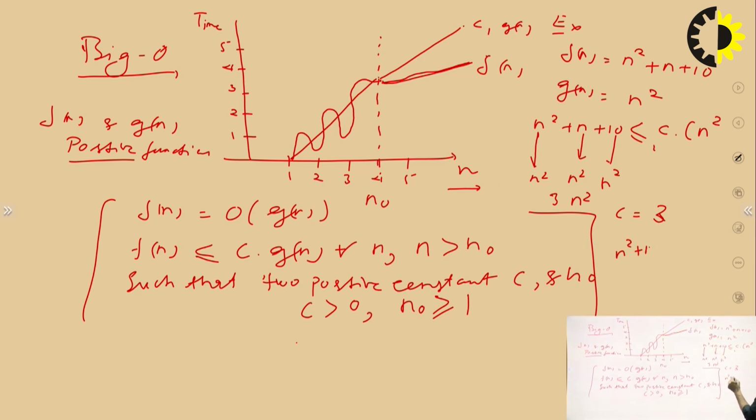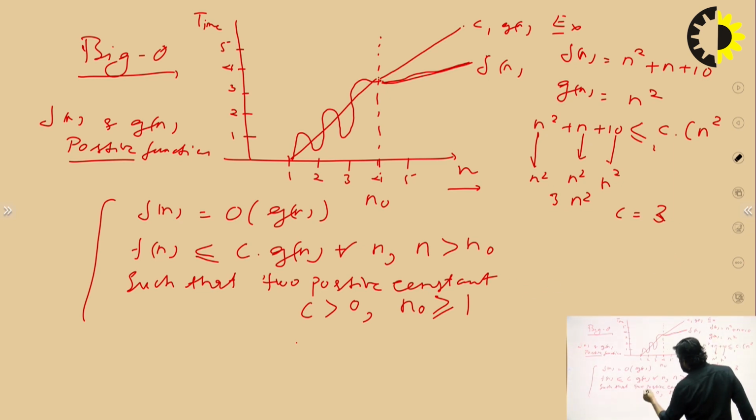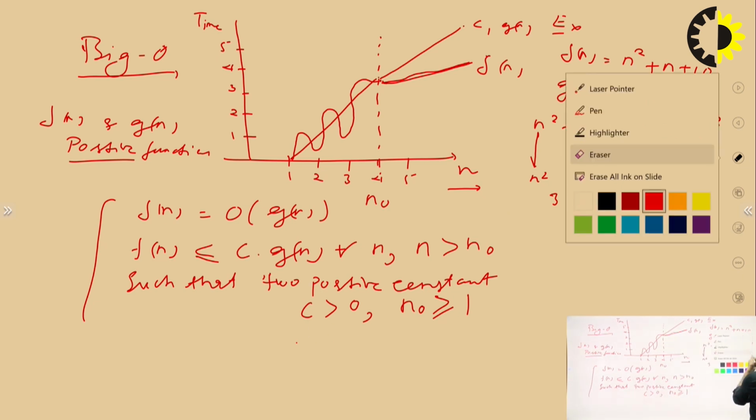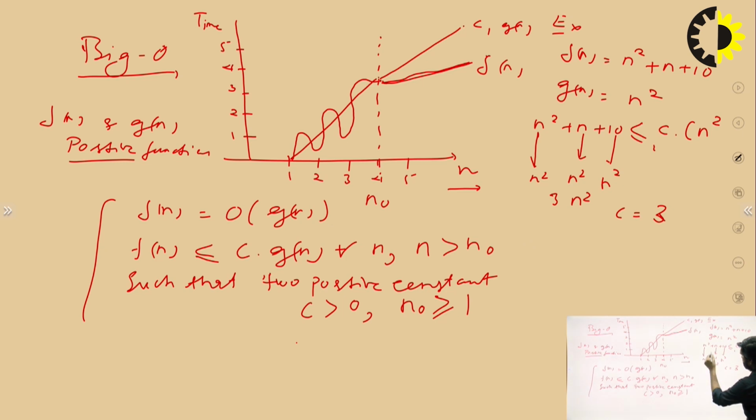Observe it: n square plus n plus 10 is less than or equal to 3 n square. I'm just writing this here, two positive constants. Now n square plus n plus 10 is less than or equal to 3 n square, with c equal to 3. Next we find the value of the next constant, n naught. We apply n equal to 1: 1 plus 1 plus 10 is 12, 12 is less than or equal to 3 into 3, that's not satisfied.